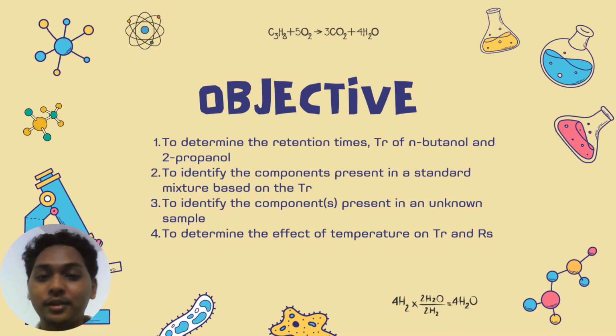Before we construct the instrument, there are four objectives that we want to achieve. 1. To determine the retention time of N-butanol and 2-propanol. 2. To identify the components present in a standard mixture based on the retention time. 3. To identify the components present in an unknown sample. And lastly, to determine the effect of temperature on retention time and resolution.